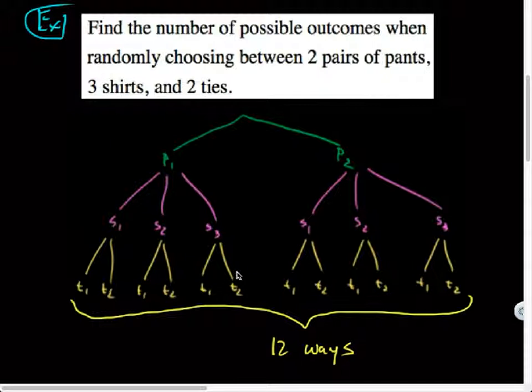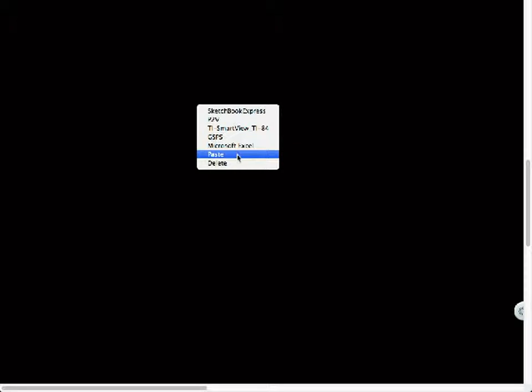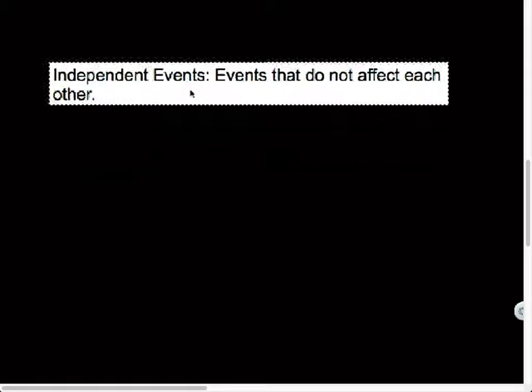Now one of the reasons that this works is that I was treating these events as though they were independent of one another. Independent events have no effect on one another. If I had restrictions, if I said, oh no, I'm only going to wear certain shirts if I happened to choose the black pants, then those events would no longer be independent. They would be dependent.